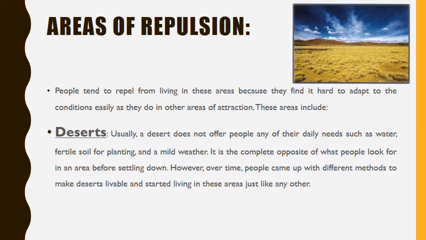People tend to repel from living in these areas because they find it hard to adapt to the conditions easily, as they do in other areas of attraction. These areas include deserts. Usually, a desert does not offer people any of their daily needs, such as water, fertile soil for planting, and a mild weather. It is the complete opposite of what people look for in an area before settling down. However, over time, people came up with different methods to make deserts livable and started living in these areas just like any other.